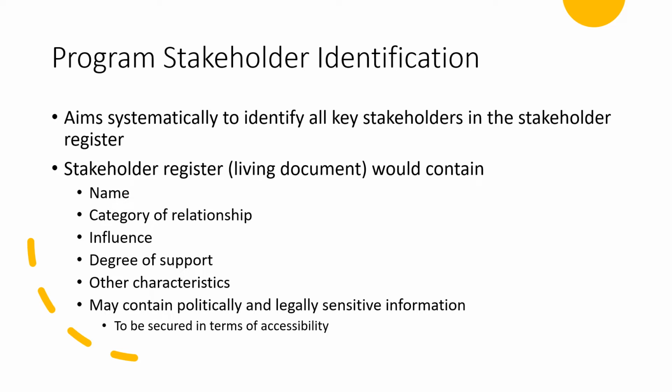Program stakeholder identification is an activity as part of program management. It aims to systematically identify all the key stakeholders in the stakeholder register. The program manager creates it during the program initiation phase, or in the planning or execution phase, to systematically identify all the stakeholders. The stakeholder register is a living document. It would contain the name, the category of relationship of that particular stakeholder, what influence he or she is going to have on the program, what the degree of support is, and other characteristics which might have an impact on the program.